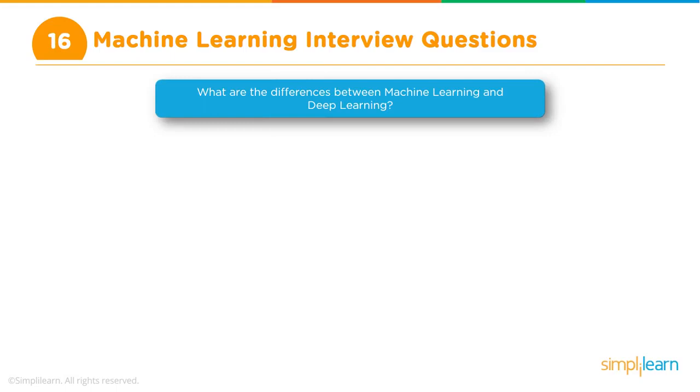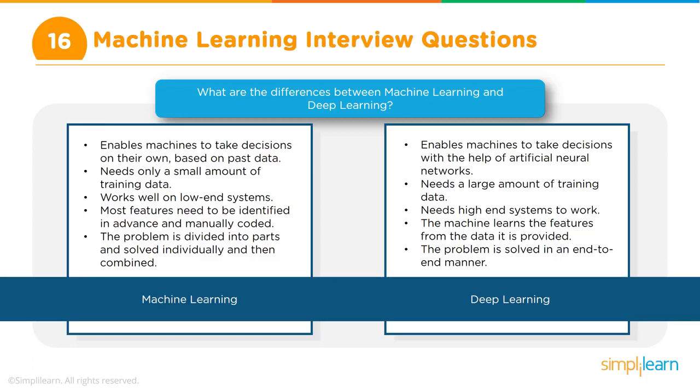All right. So the next question is, what are the differences between machine learning and deep learning? Here is a quick comparison table. Machine learning enables machines to take decisions on their own based on past data. Here we are talking primarily of supervised learning. It needs only a small amount of data for training, and works well on low-end systems, so you don't need large machines. Most features need to be identified in advance and manually coded. So the feature engineering part is done manually, and the problem is divided into parts and solved individually and then combined. So that is about the machine learning part.